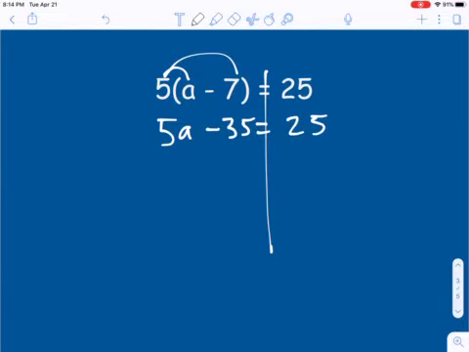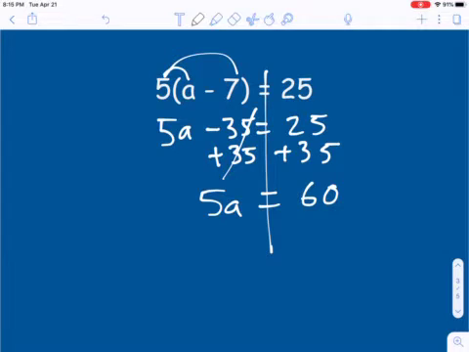So we've got 5a minus 35 equals 25. So what we're going to do then is we want to get this 5a by itself on this side of the equation. So in order to do that, we got to get rid of the number. So the number is -35. You get rid of it by adding the opposite. So that's exactly what we'll do. -35 and 35 cancels. 25 plus 35 gives us 60. So you have 5a is equal to 60. Divide both sides by 5. Then you wind up with a is equal to 12.